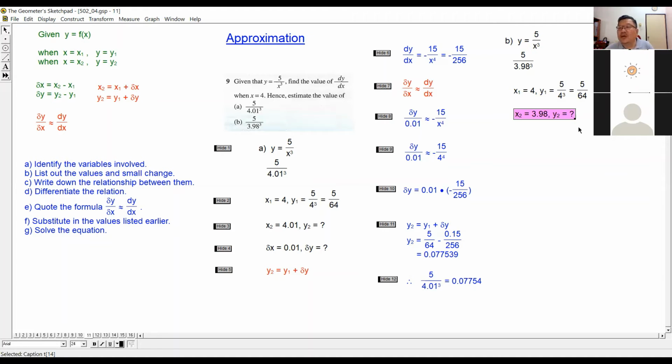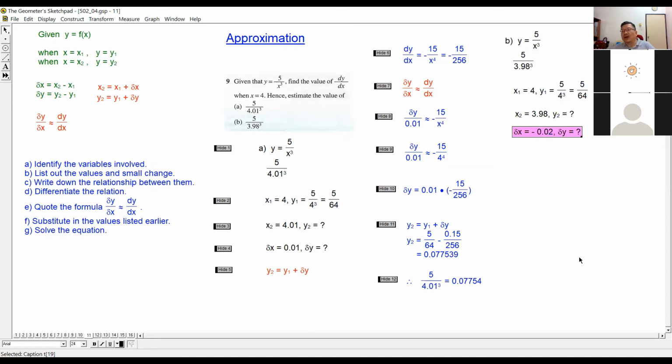So since you don't know the y2, you don't start with y2, you start with delta y. So we have to find the value of delta y. Now, in order to find delta y, you must know delta x. So delta y, you just keep it aside first. Don't know how to find delta y, just keep it. So what is the delta x?